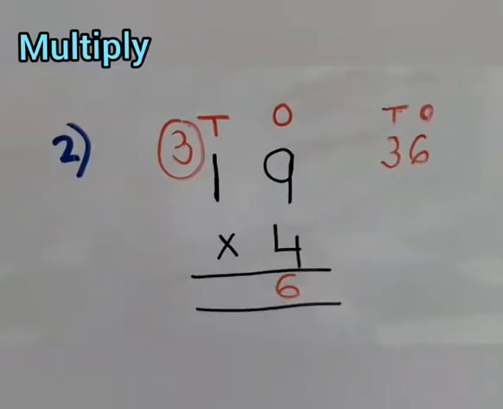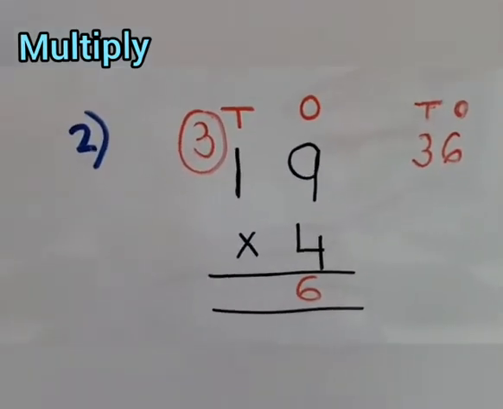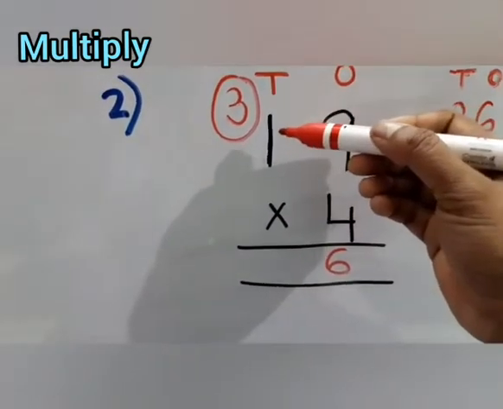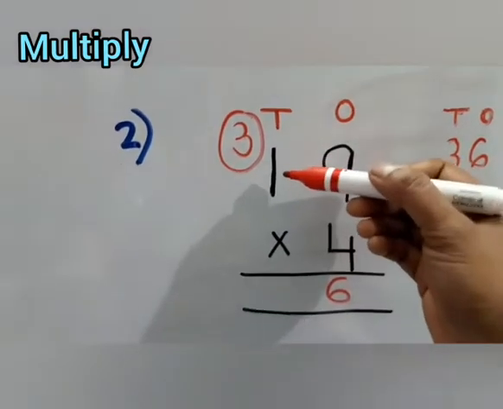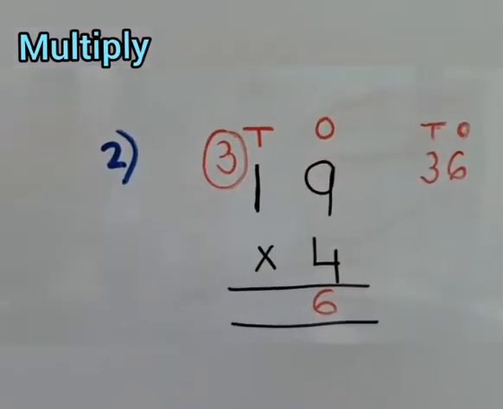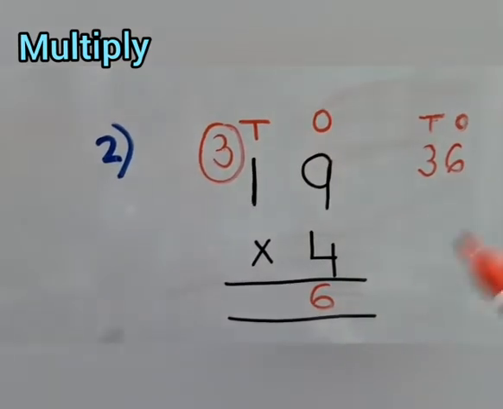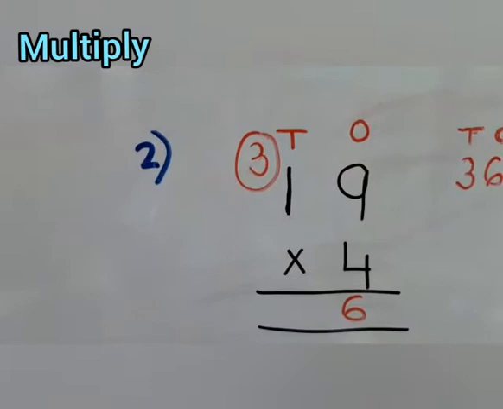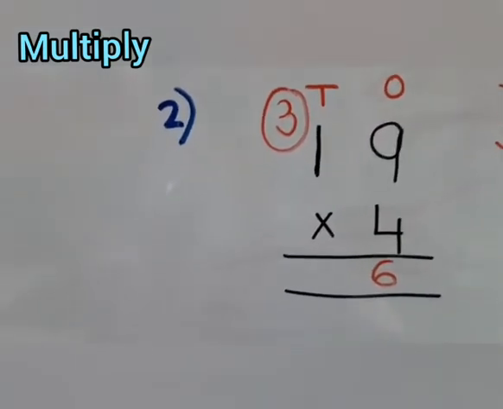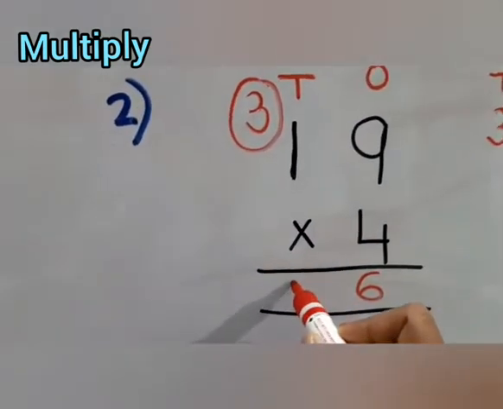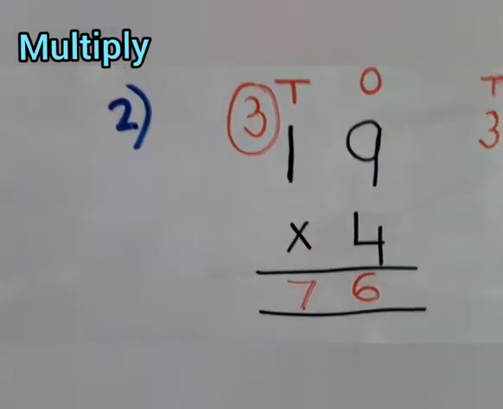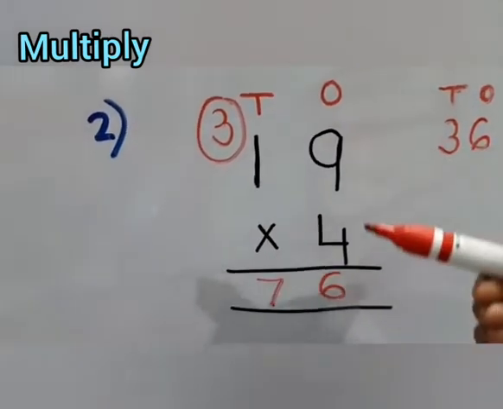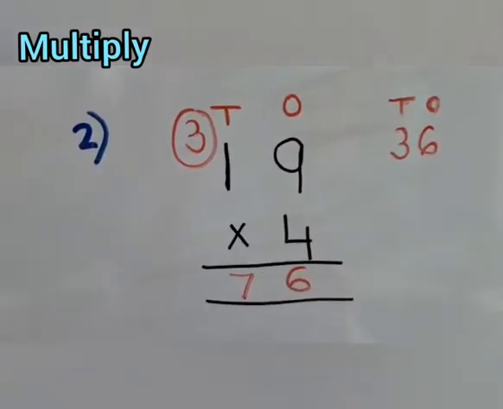Now student, then what we will do? We have to multiply then with the tens digit number, that is 1. So 4 1s are 4. And what about this 3? We have to add. So 4 1s are 4 plus 3. How much? 4 plus 3? Yes, 4 plus 3 is 7. So here we will write 7. So when we multiply 4 with 19 or 19 with 4, our answer is 76.